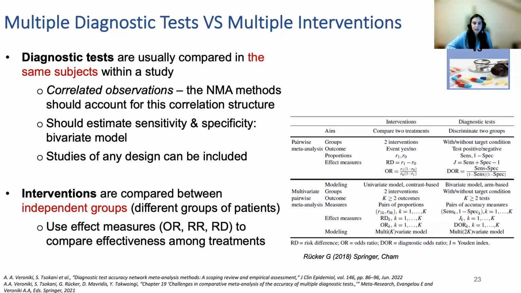Secondly, the index tests are usually evaluated in the same participants. So unlike interventions, which are considered independent, for example, when we have an intervention study comparing two interventions, the group A is given the intervention A and the group B is given the intervention B, and these are independent. But in a study evaluating the accuracy of two tests, for example, test A and test B, the same participants will be firstly given the test A, and then the same participants will be given the test B. So there are dependencies and correlations that we should take into account.